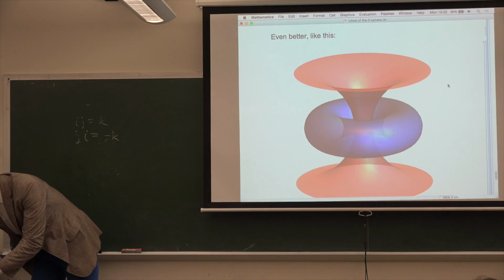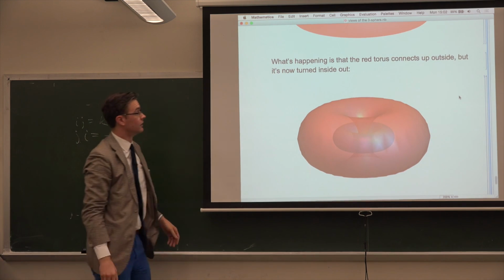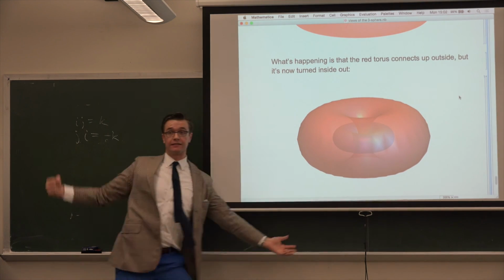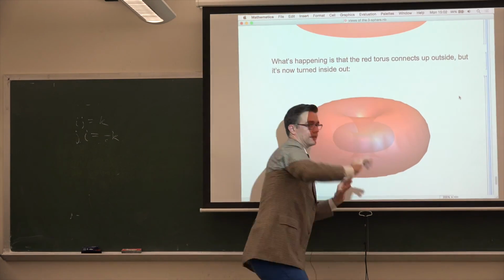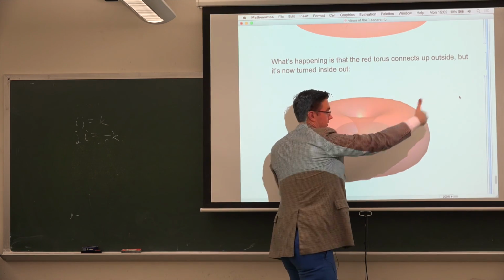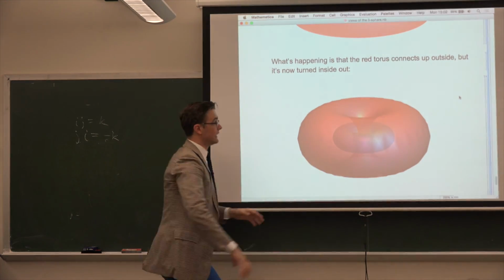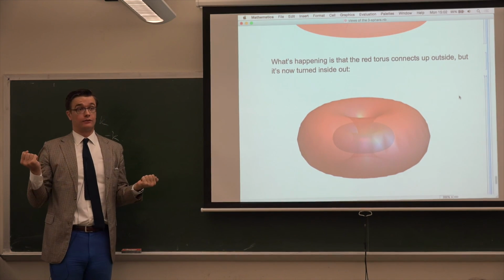And in fact, if you draw the picture a little bit bigger, what's really happening is this. But now the red torus is inside out. Like the inside of this solid red torus is out where we are, and the outside of the solid red torus is inside where the blue thing is. And then you just glue the boundary of the red to the boundary of the blue, and you get the three-sphere.